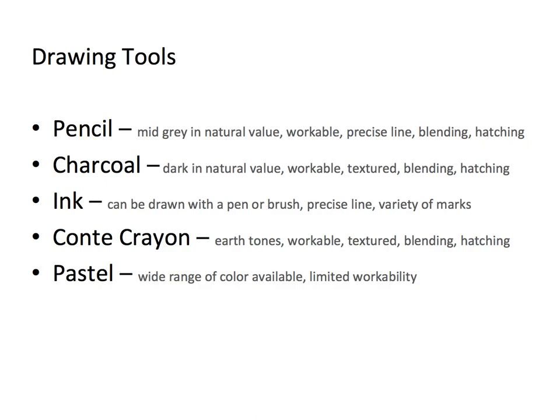Most of the Conte crayon colors are going to be the earth tone, so it's going to be some kind of orange or red or dark maroon, somewhere in that neighborhood. And it's going to be a lot like charcoal. With Conte crayon, it's similar to charcoal in its makeup. It's compressed into sticks like charcoal, but it's got a little bit of a natural clay mixed in, and so that's what's giving us the earth tone color there.